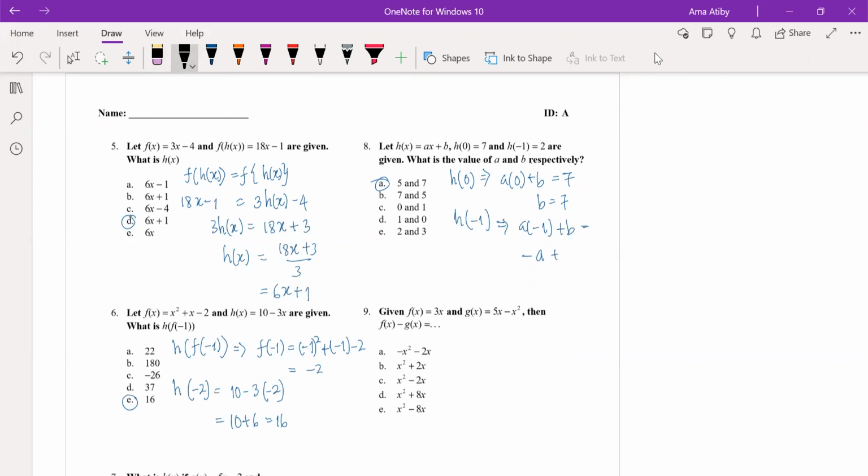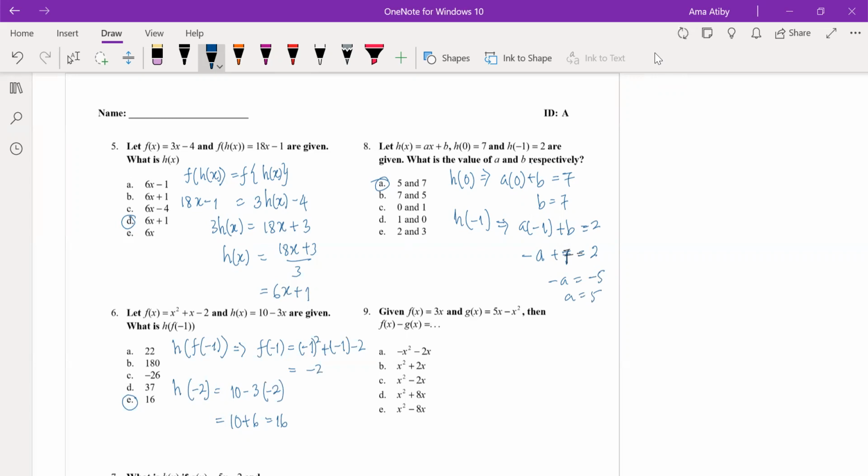Oh, the other one is correct. Yes, so b is 7, and 7 minus a equals 2, and therefore negative a equals negative 5. So a is equal to 5. Therefore, the correct answer is A.